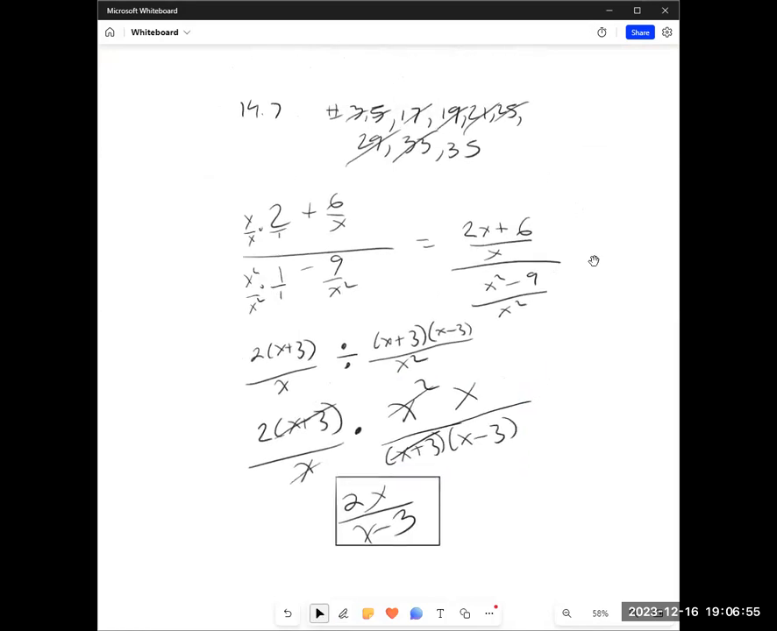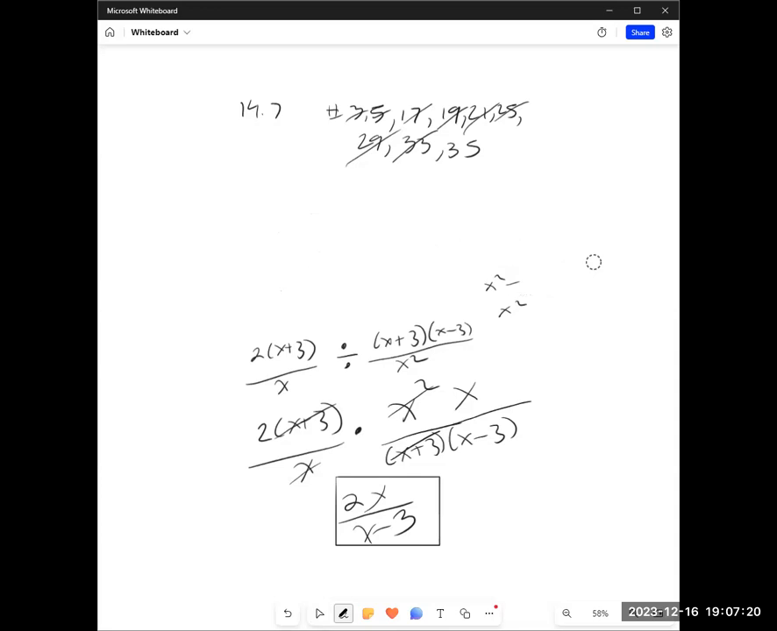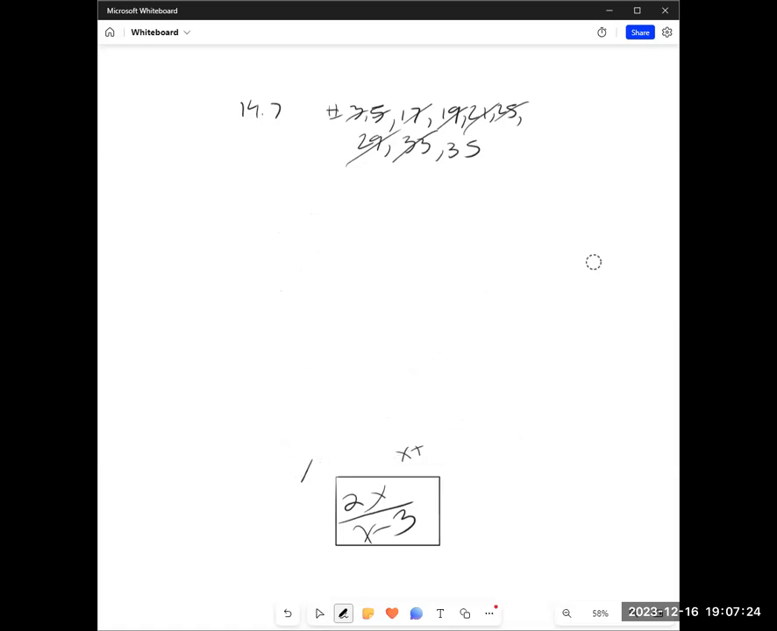So take a look at that. Again, that was a method 1 problem where we made a common denominator in the numerator and a common denominator in the denominator, wrote it as a single fraction divided by a single fraction multiplied by the reciprocal and simplified. And this last one is going to be a method 2 problem where we're going to clear the fractions.